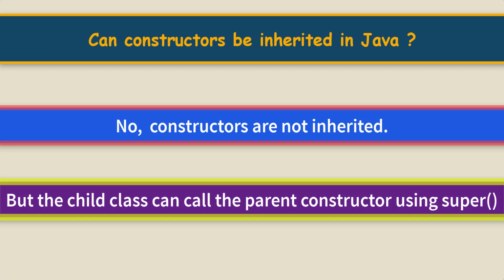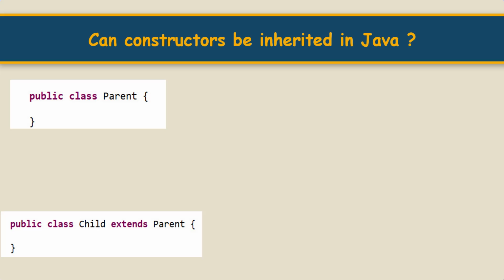The subclass of this parent class can call the constructor of the parent class by using the super keyword. So we cannot inherit it, but we can call the constructor of the parent class by using the super keyword in the child class. This means it doesn't inherit the constructor directly. Let's understand with an example.